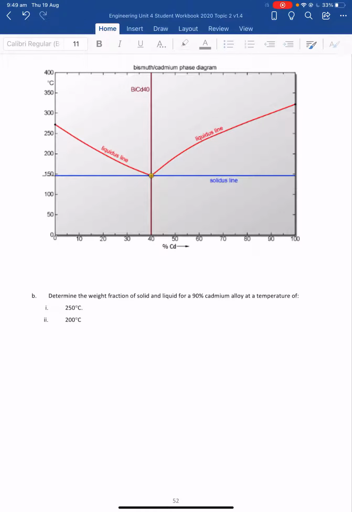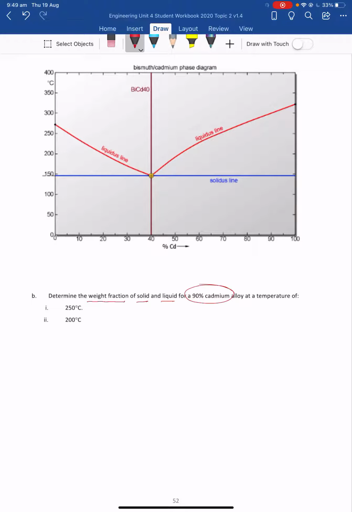This short video is going to go through part B of this question, which is going to be looking at the weight fraction for this particular question. So the question is asking to determine the weight fraction for the solid and the liquid of a 90% KDM mix. So the first thing is we're still looking at this 90% line over here. So that's the temperature, the mixture line that we're looking at. So that's the one we're going for.